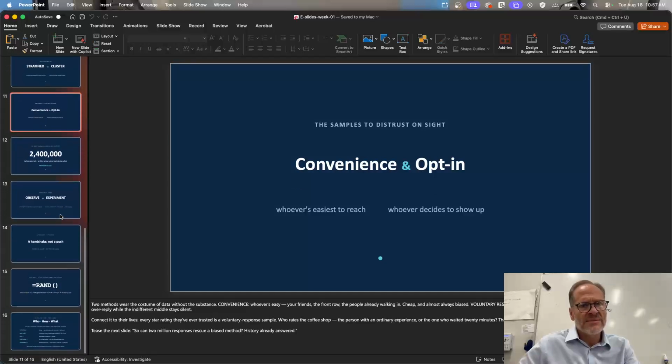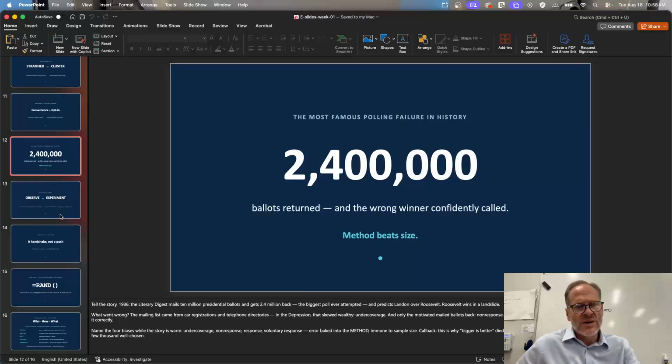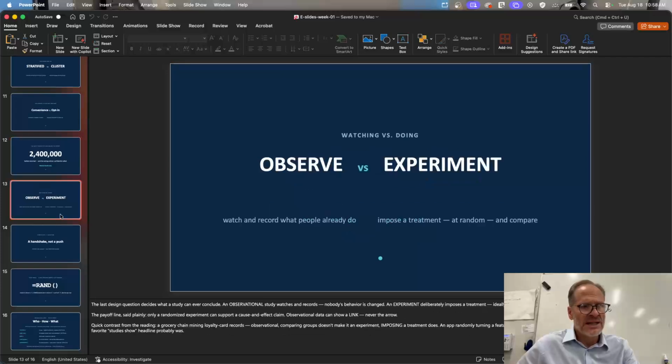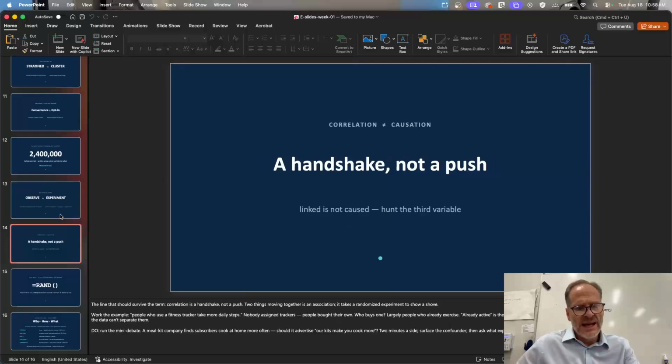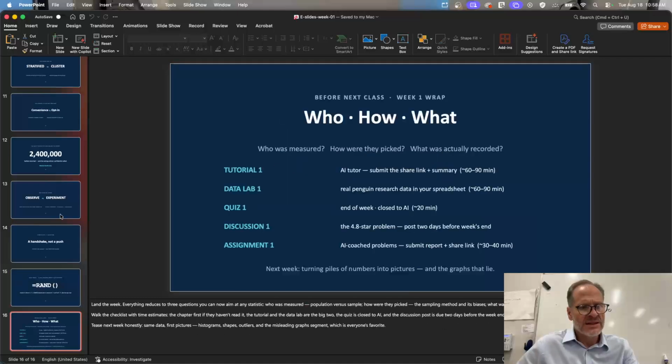Convenience versus opt-in. Some of the problems with choosing a sample. And then that story about the president in 1936. It was Roosevelt, and how the sampling method beats sample size. And observation versus an experiment. An experiment can prove causality, because you have a treatment that's applied to one group, and then you have a control group. And handshake versus a push. Handshake is not a push. And this is talking about correlation doesn't equal causation. And you could pause and read about that, but that's what we were just talking about.